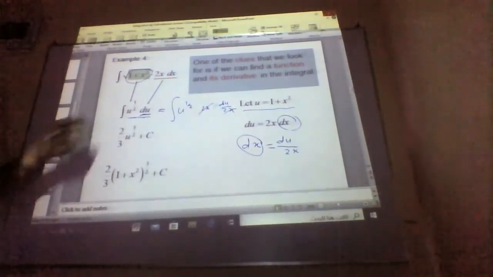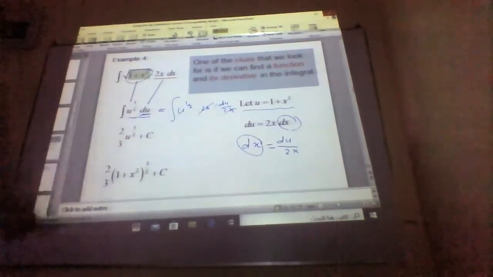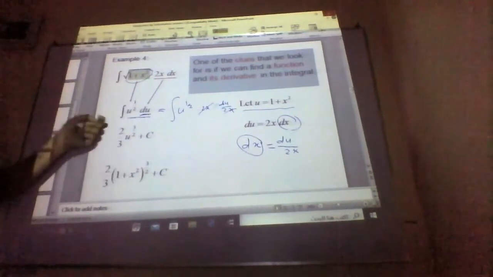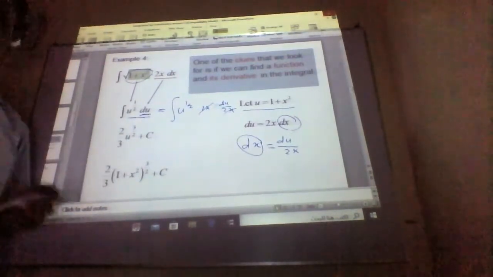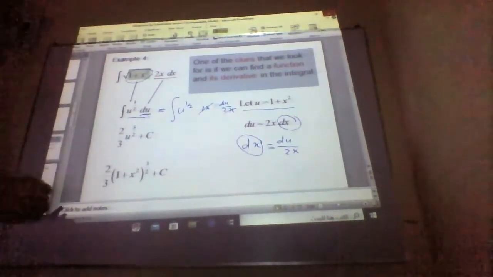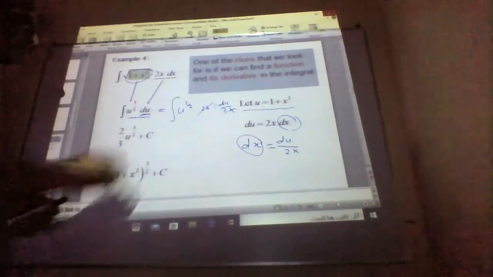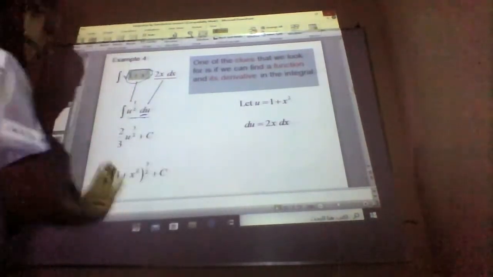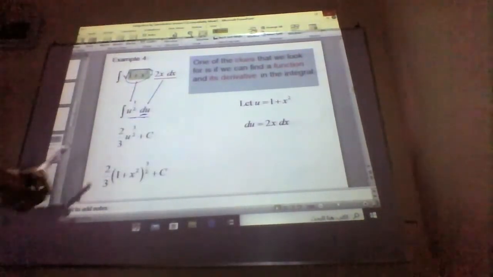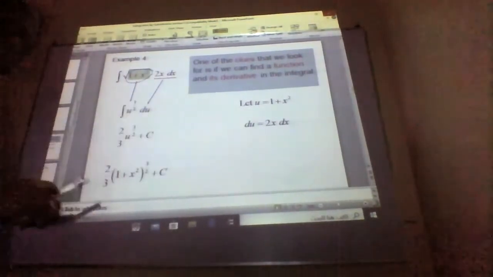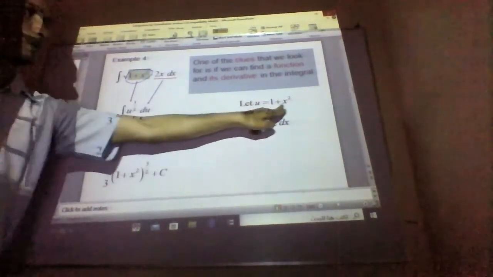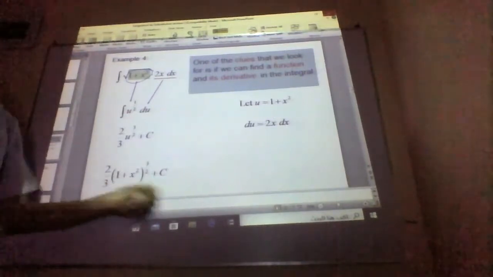By integration, u power half will be u power 3 halves divided by 3 halves, or multiplied by 2 over 3, plus the constant. And then resubstitution: by doing resubstitution, cancel u and put 1 plus x squared instead of u.